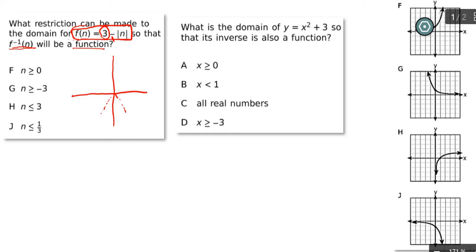So I'm going to draw the actual one. Shifted up by 3 will look like this. So now that is a function. Now we are trying to look for a restriction that needs to be placed upon this. So we will try to cut off one of these arms of this absolute value. Okay, now let's first of all try to see how the inverse will look without any restriction.